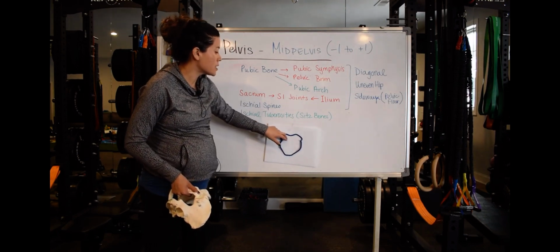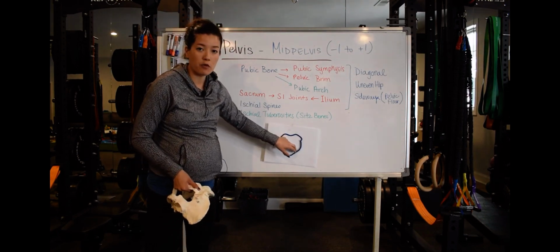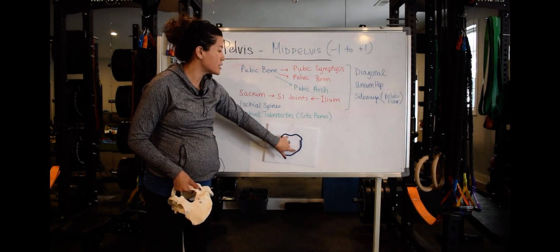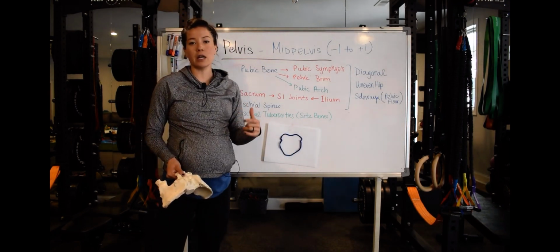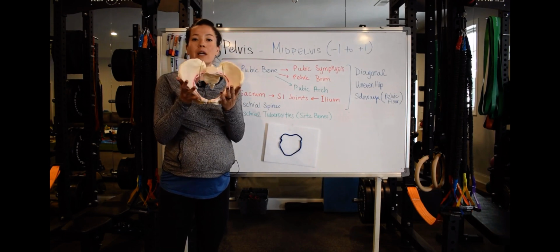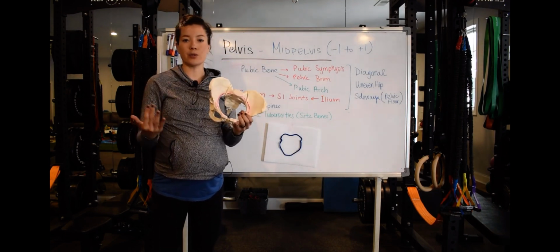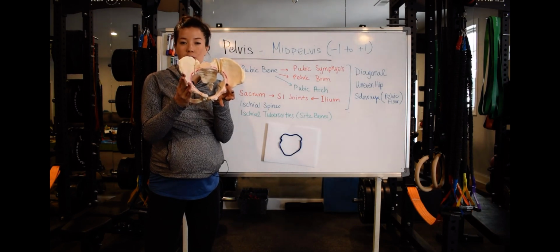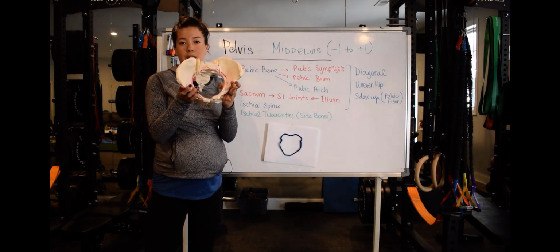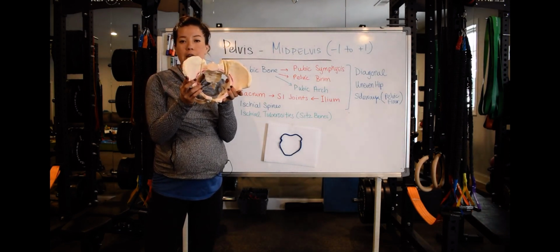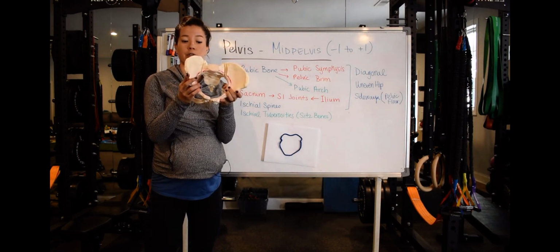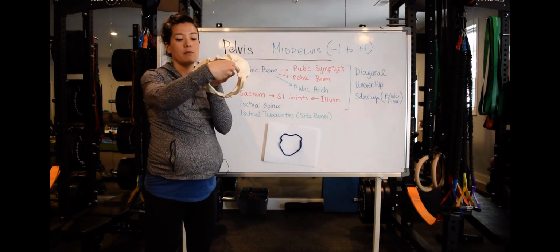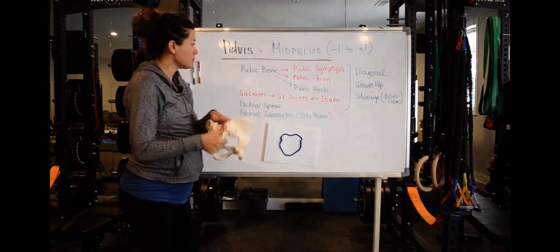So baby's going to want to fit through this space in a diagonal movement, and the way that we're going to create more space there is with diagonal and uneven hip movements. So one hip is doing one thing while the other is doing something else. So either external rotation on one hip with internal rotation on the other, and then vice versa, or one is neutral and the other one is internal or external rotating. It's going to open the space more here.